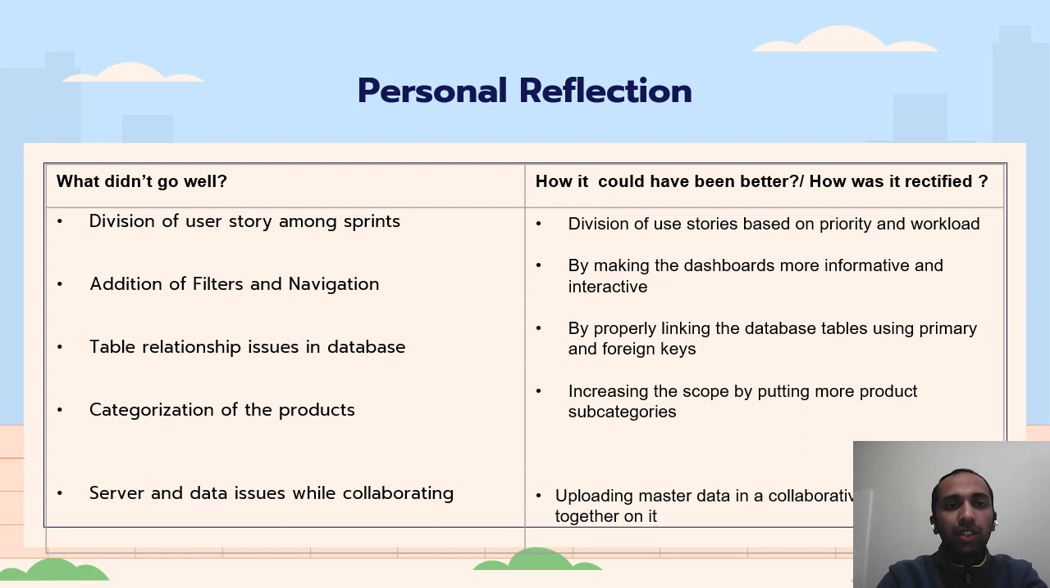Number 5 is data issues while collaborating. We are using the primitive method of importing and exporting the database from one computer to another by sharing files, which is showing some errors in our database. So we will be correcting this problem by using a central portal where all three of us can make changes in data and it is applied at once to all.